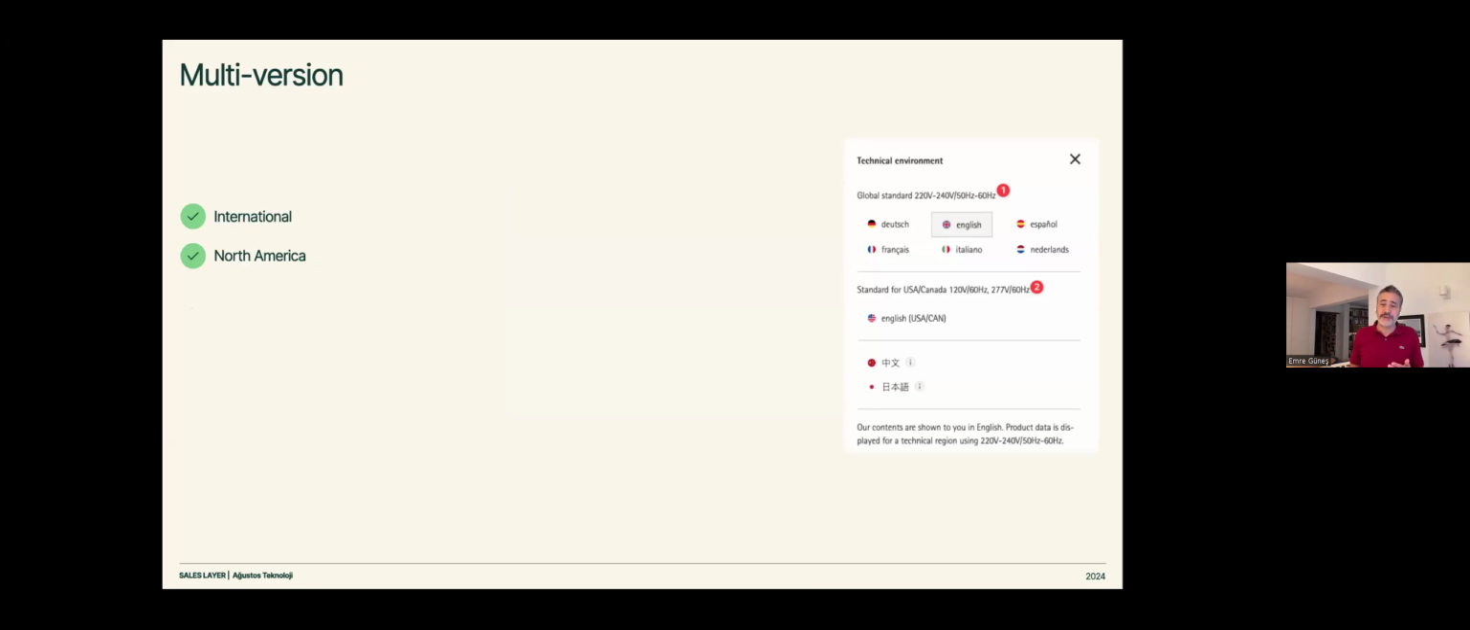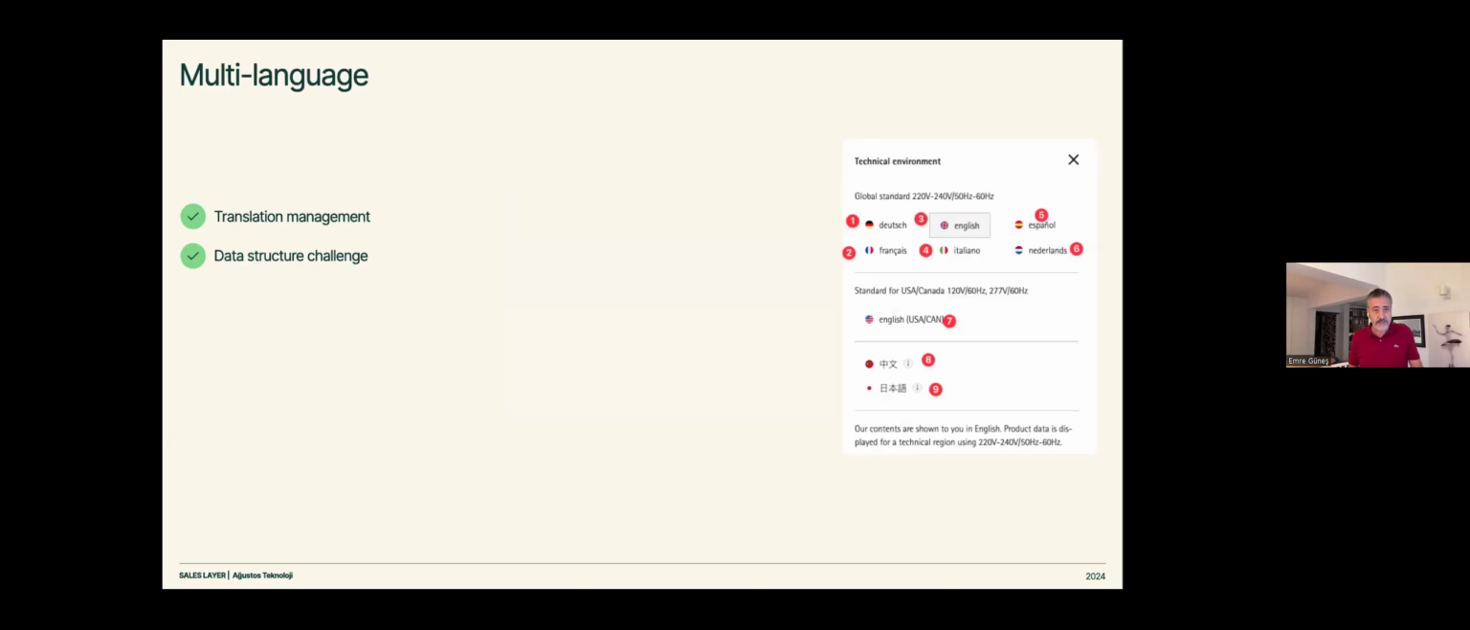Then you have the multi-version problem. It means if you want to sell to the US, while you're selling internationally, basically the input voltage will be different, and it requires some of the components to be different as well. So all of those products, all of those variants, all of those data points, and all of those files have to be prepared for 2 versions, maybe more.